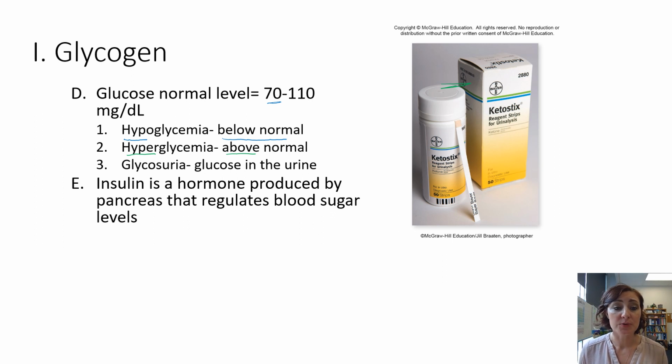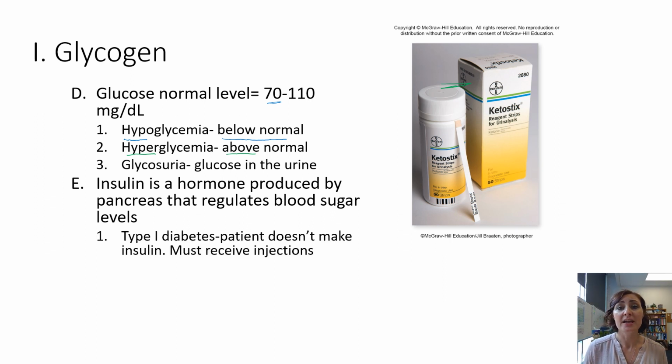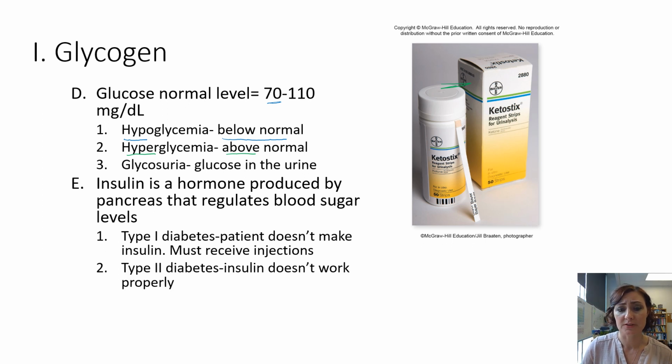Insulin is a hormone that's produced by the pancreas, and its whole job in life is to regulate blood sugar levels. So if you have excess glucose in the blood, it's going to make sure that we start to go into storage form. We start to store that glucose as glycogen, or we start to break down our glucose. In type 1 diabetes, patients don't make insulin, so we're going to have to give them injections after they eat so that they're able to store glucose in the form of glycogen. You don't have super high glucose concentrations.